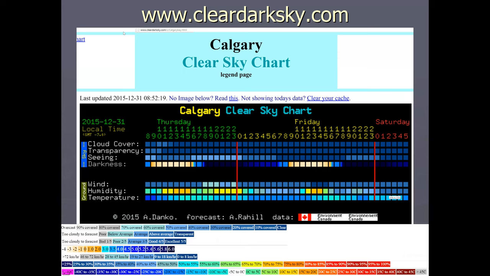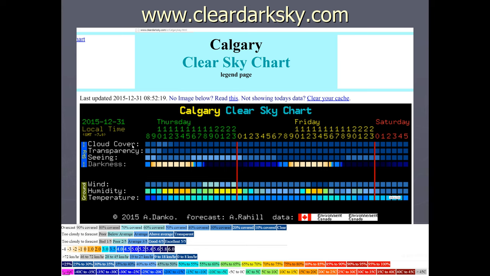Now, another excellent website is called Clear Dark Sky, www.cleardarksky. When you go to this website, you enter the area you want to check. You can enter Red Deer or any small town in Alberta, and it will show you a chart like this. And this chart is full of very useful information. As you can see, it says Thursday, Friday, Saturday. It shows you the 24-hour clock, and it shows many different kinds of information.